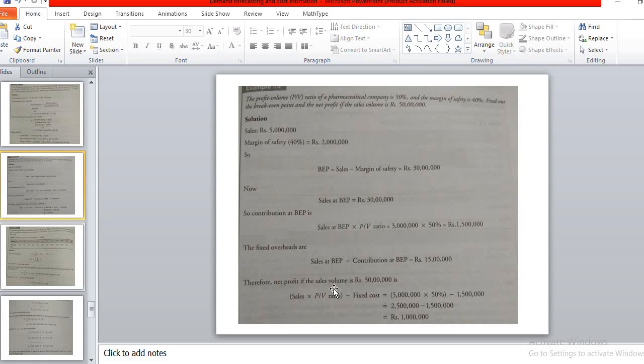And therefore net profit, if the sale volume is rupees 50 lakh, we can calculate as sales into profit volume ratio minus fixed cost. So sales 50 lakh into profit volume ratio 50% minus 15 lakh. So it will come as 10 lakh. This example is based on the profit volume ratio. So we discussed break-even point and some numerical examples on the break-even point in this video.